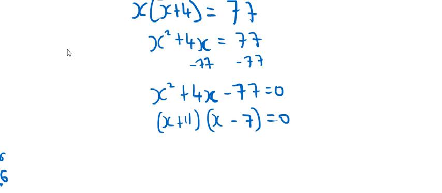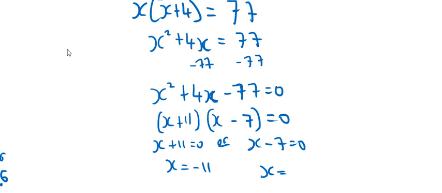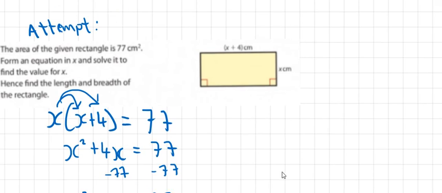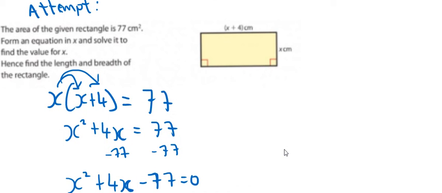So that equals 0. So one of the brackets again has to equal 0. So x plus 11 equals 0, or x minus 7 equals 0. So either x equals minus 11 or x equals 7. And again, because we get one of them as negative, we can cross that one off because we can't have a negative length. So x has to equal 7. Therefore, the breadth or width of it is 7, and the length of it is 7 plus 4.